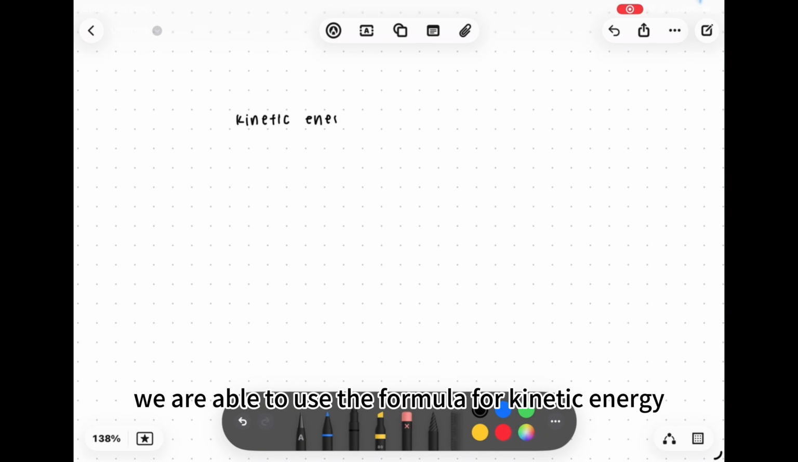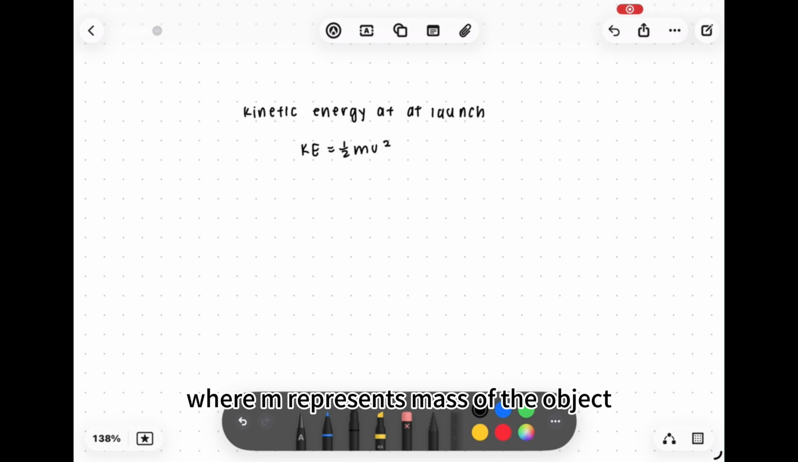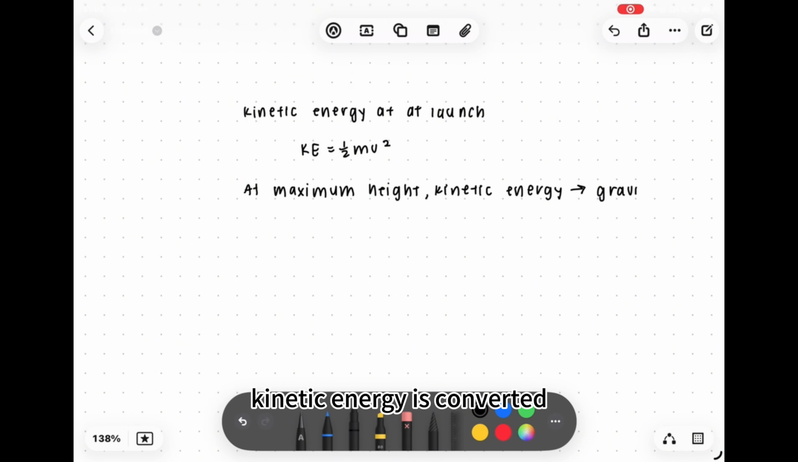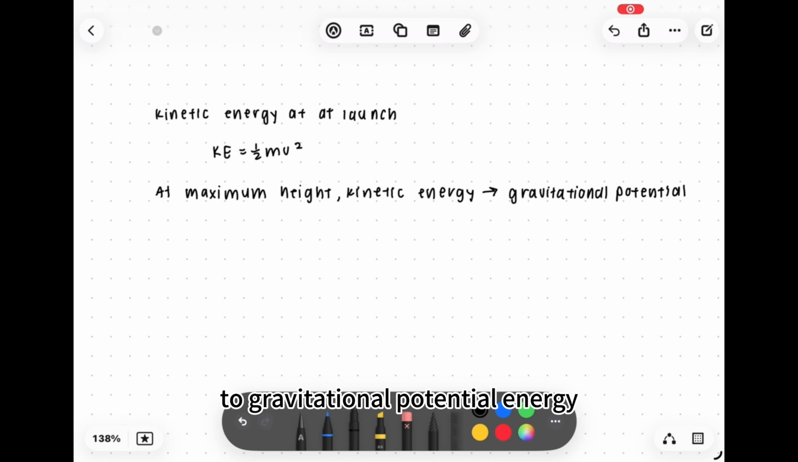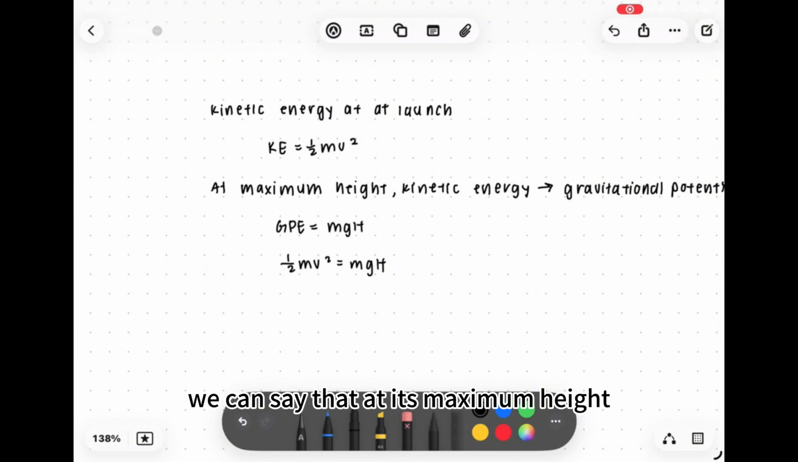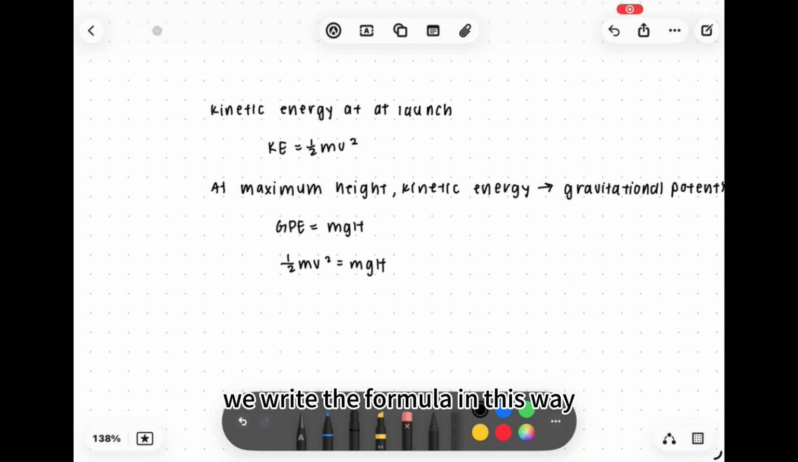We are able to use the formula for kinetic energy, which is half of mv squared, where m represents mass of the object and v represents velocity. Despite not having mass in this question, you will see later on why we choose to use this formula. When the ball is kicked and reaches its maximum height, kinetic energy is converted to gravitational potential energy, as the ball is not moving. Because of that, we can say that at its maximum height, kinetic energy is equal to gravitational potential energy. We write the formula in this way.